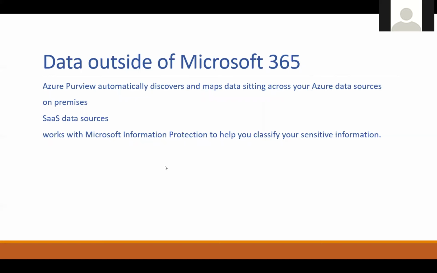Another solution is Azure Purview, that allows you to look at the data outside of Microsoft Office 365. It automatically discovers and maps data sitting across your Azure data sources, on premise, SaaS data sources, and works with Microsoft Information Protection to help you classify your sensitive information.